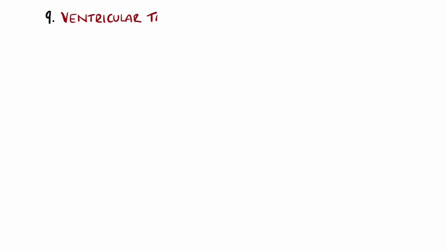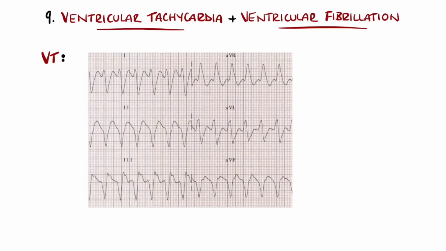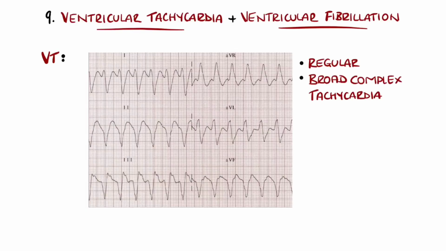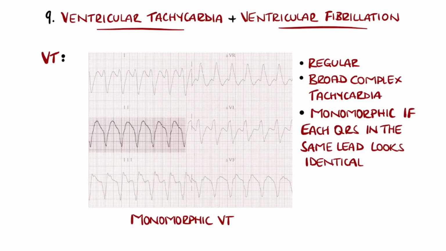Next, we have ventricular tachycardia and ventricular fibrillation, which are two crucial ECGs to recognize. Ventricular tachycardia is defined as a broad complex regular tachycardia, the main type being monomorphic ventricular tachycardia, where there is a single source for the beats, and so the QRS complexes in one lead all look the same.